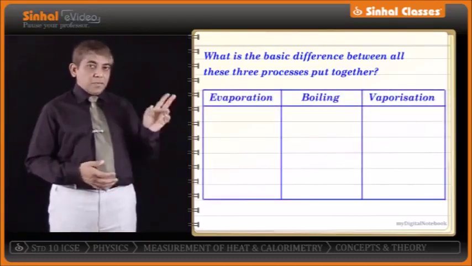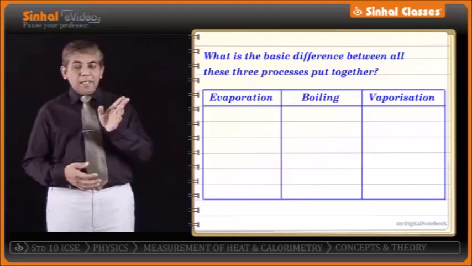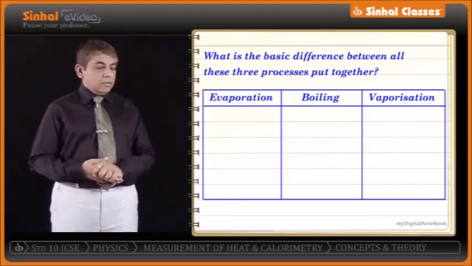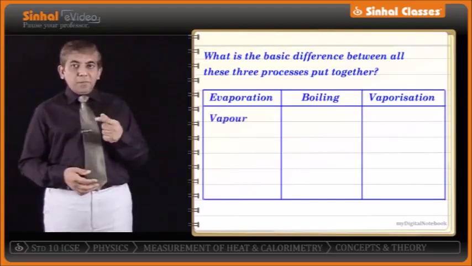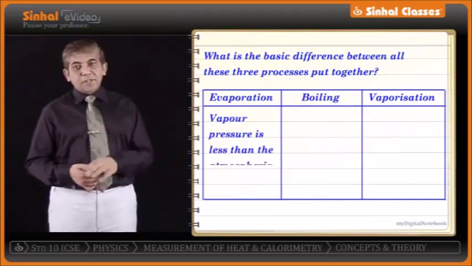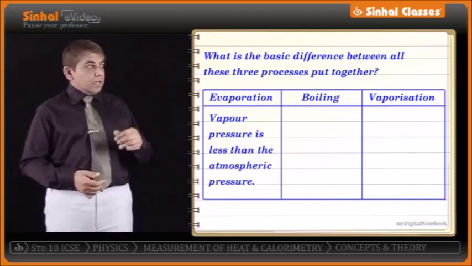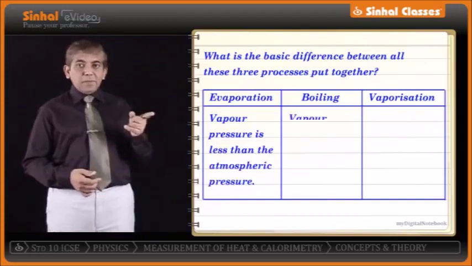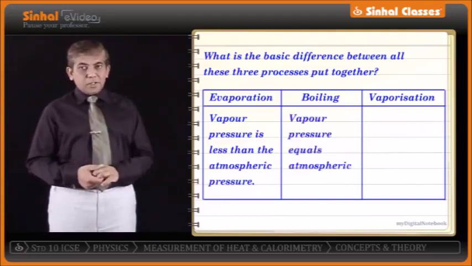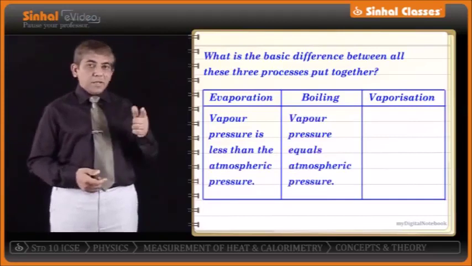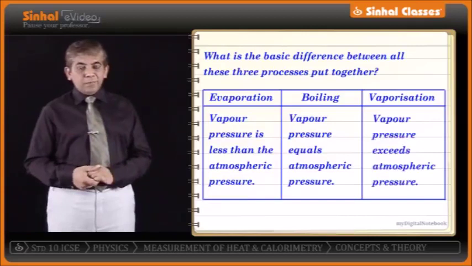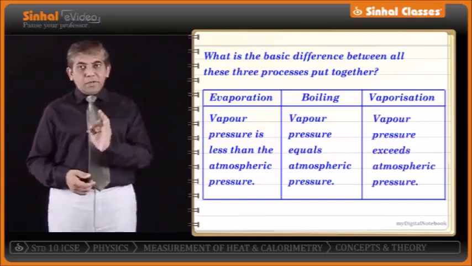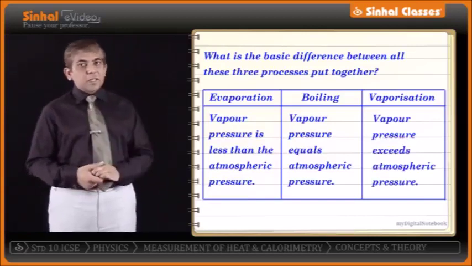Well, the difference between evaporation, boiling and vaporization is, in case of evaporation, the vapor pressure is less than atmospheric pressure. In case of boiling, vapor pressure equals atmospheric pressure. And in case of vaporization, vapor pressure exceeds atmospheric pressure. This is the only unique difference between all three processes put together.